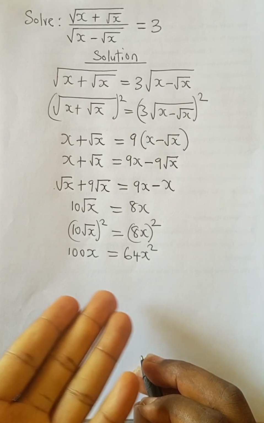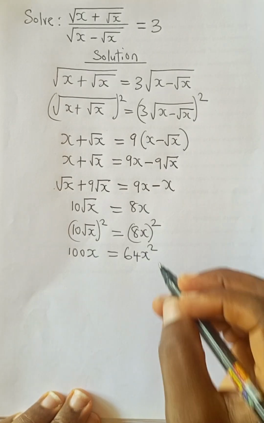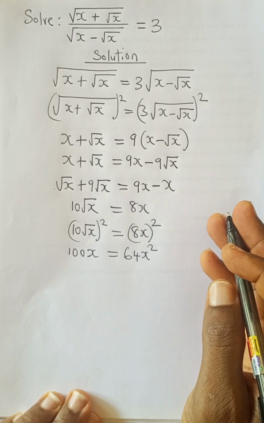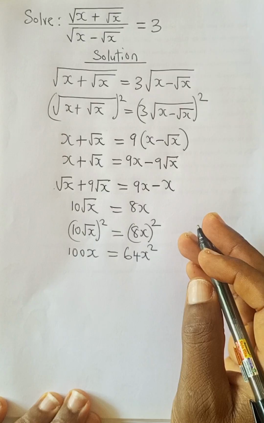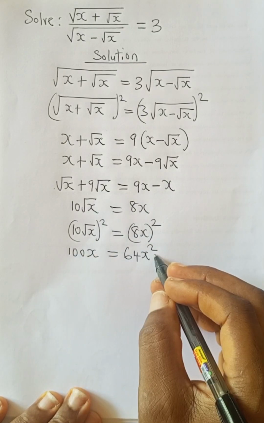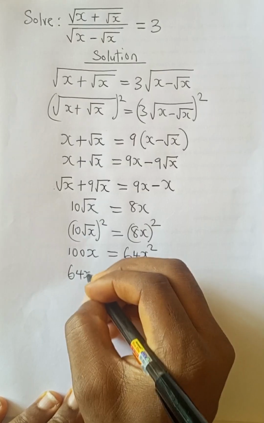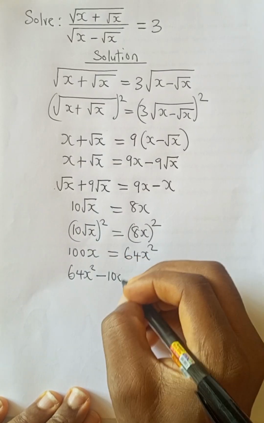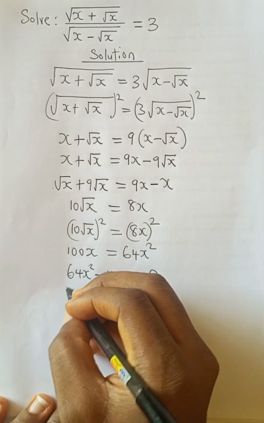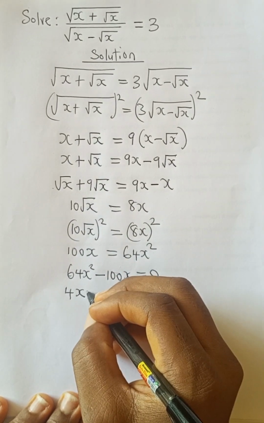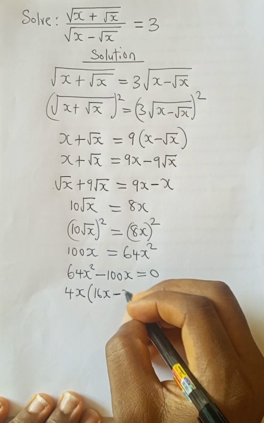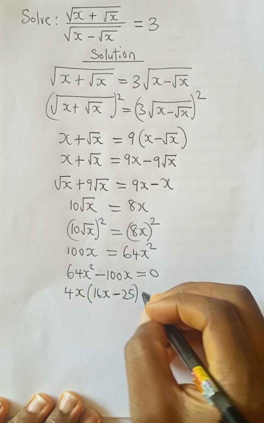Now, there are other ways you can solve it from here. But since this is a quadratic equation, raised to the power of 2, you are expected to get 2 answers. So it's better we bring 100x to this side. We'll have 64x squared minus 100x equals 0. Still the same thing. What is common here? 4x can come out. If 4x comes out, what will remain? 16x minus 25 will remain here, equals 0.